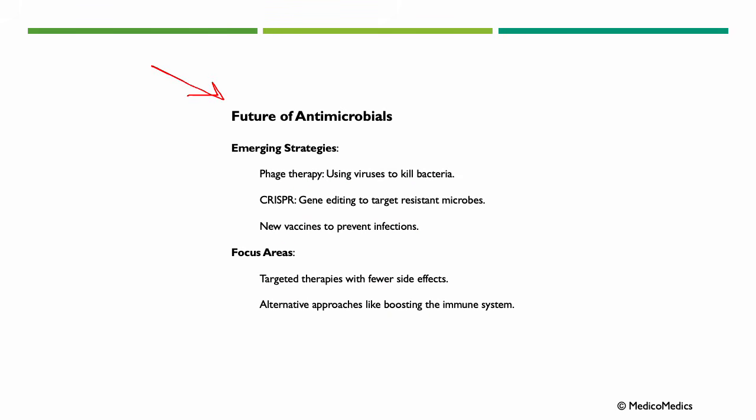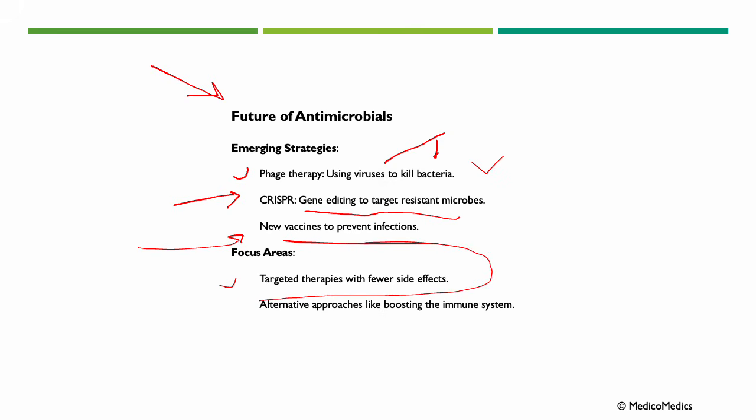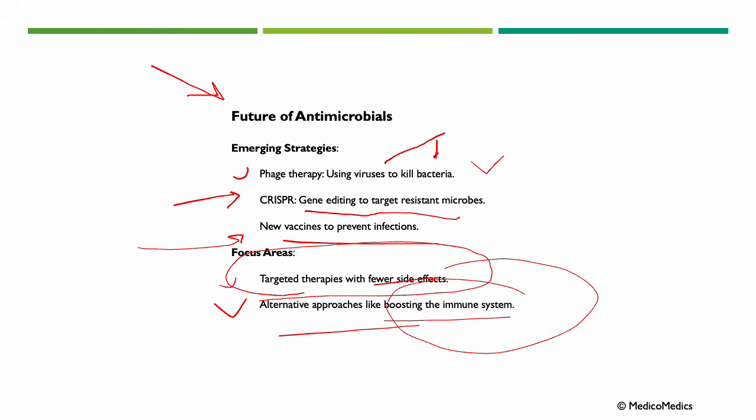Now, looking forward then, some emerging strategies include phage therapy, so using viruses to kill bacteria. This is very manipulative, but I like it. CRISPR technique, so gene editing to target resistant microbes. And of course, new vaccines to prevent infections. Focus areas would be using targeted therapies with fewer side effects. Alternative approaches like boosting the immune system.